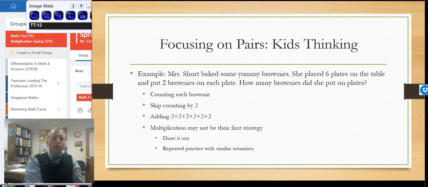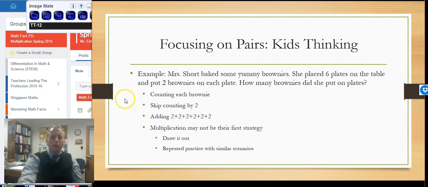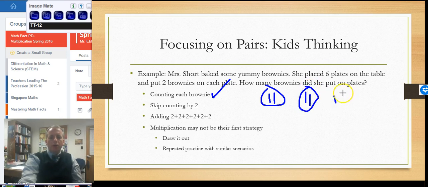So let's think about kids thinking, right? So here's Mrs. Short again, and she's got her brownies, and she placed 6 plates on the table. She puts 2 on each. How did our kids think through it? Becomes another question. Did they count each brownie, right? I'm not going to redraw them all, but you can think about there's going to be some kids in a class that count each one. So they're counting 1, 2 on that plate, and then they're counting 3, 4 on this plate, and I'm not going to draw them all out, but 5, 6. So they end up counting all the way to 12.